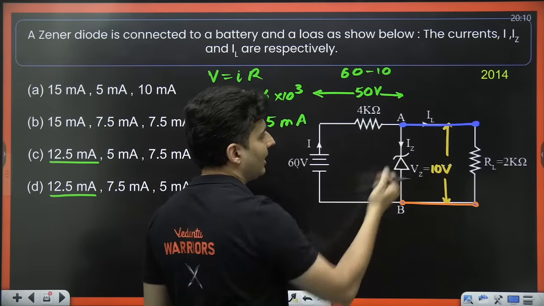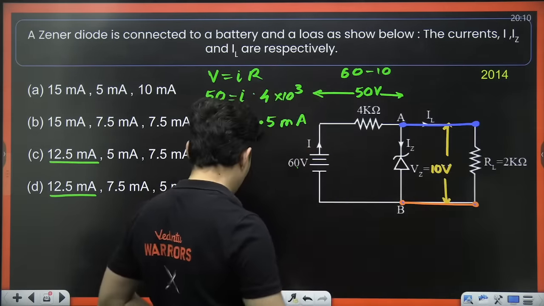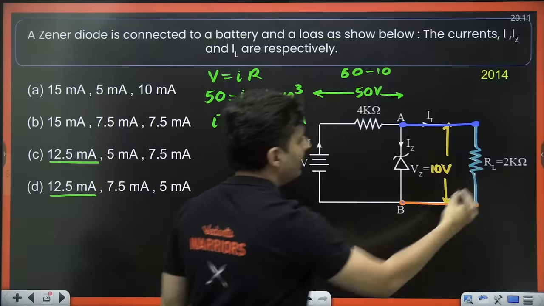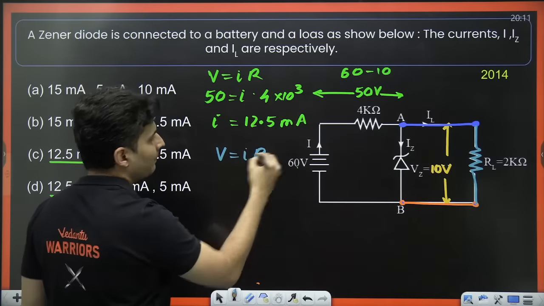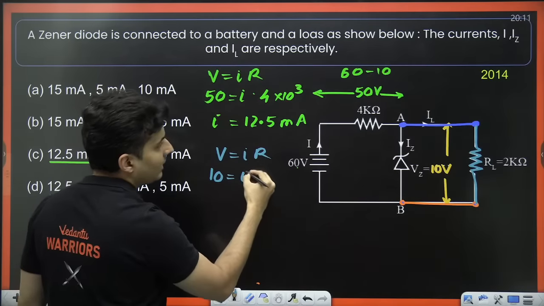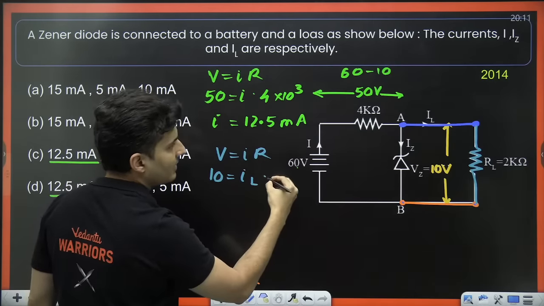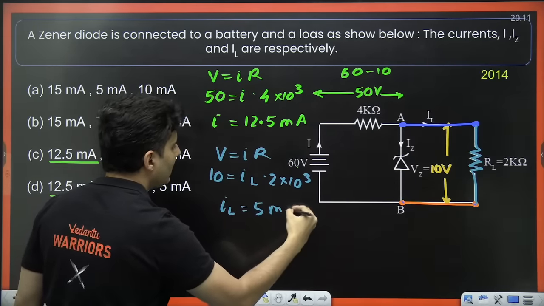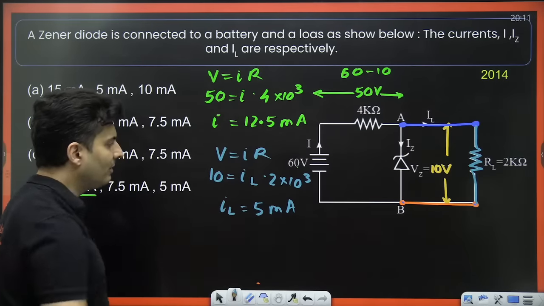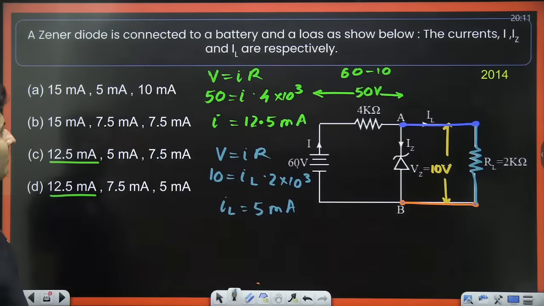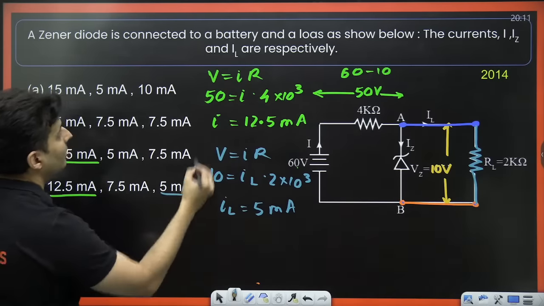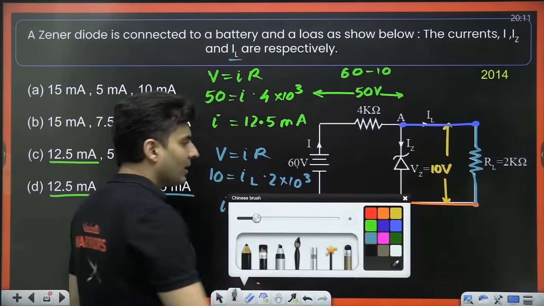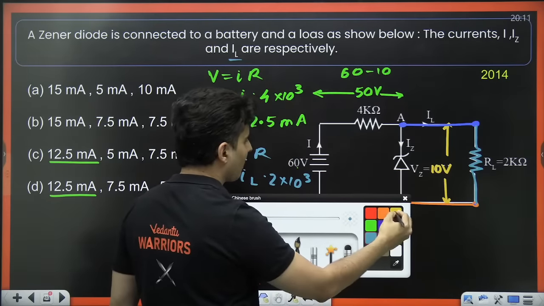How do I find IZ and IL? Use this particular branch. This particular branch over here. In that branch, if I again use V is equal to IR, voltage across it is 10, current is IL, resistance is 2 kilo, that means 2 into 10 to the power 3. So IL will be 5 milliamperes. 10 by 2 is 5, 10 to the power minus 3 will make it milli. So it will be 5 milliamperes across IL. IL is the third quantity, so that is 5 milliamperes. Naturally, it should be D, but one more thing, we'll just try to do it.